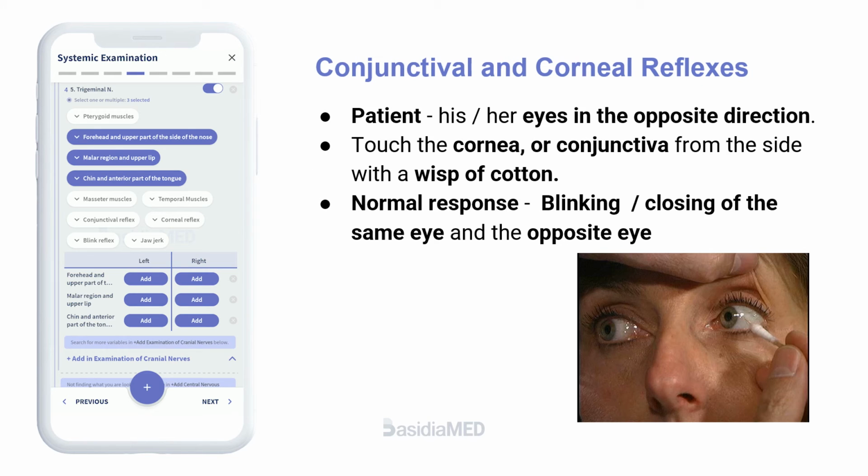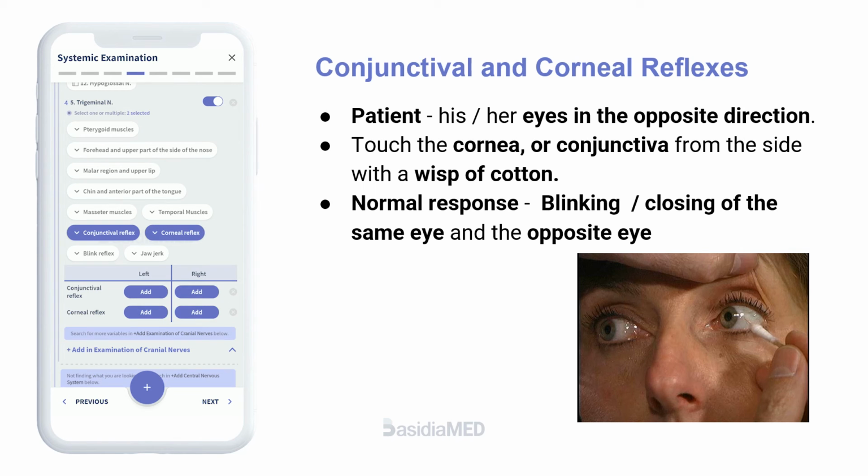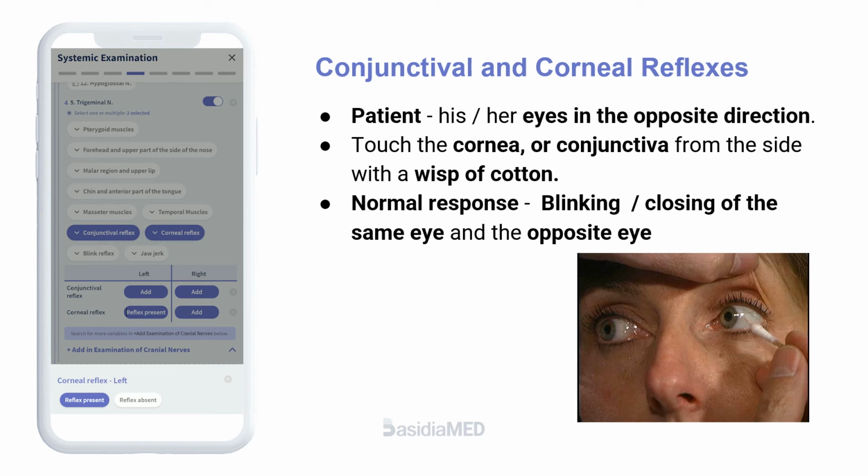Assessment of conjunctival and corneal reflexes. Ask the patient to turn his or her eyes in the opposite direction. Touch the cornea or conjunctiva from the side with a wisp of cotton. In response to this stimulus, normally there is blinking or closing of the same eye and the opposite eye.